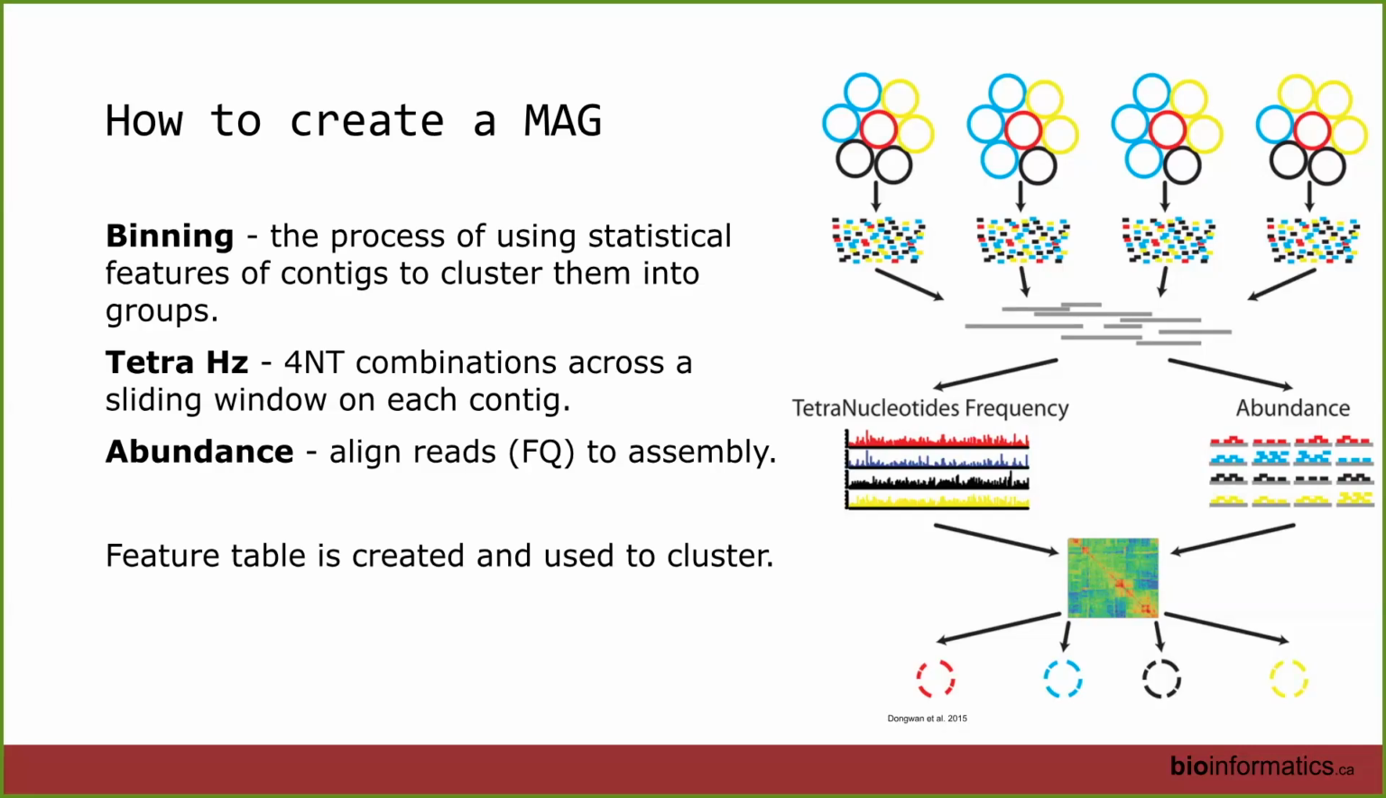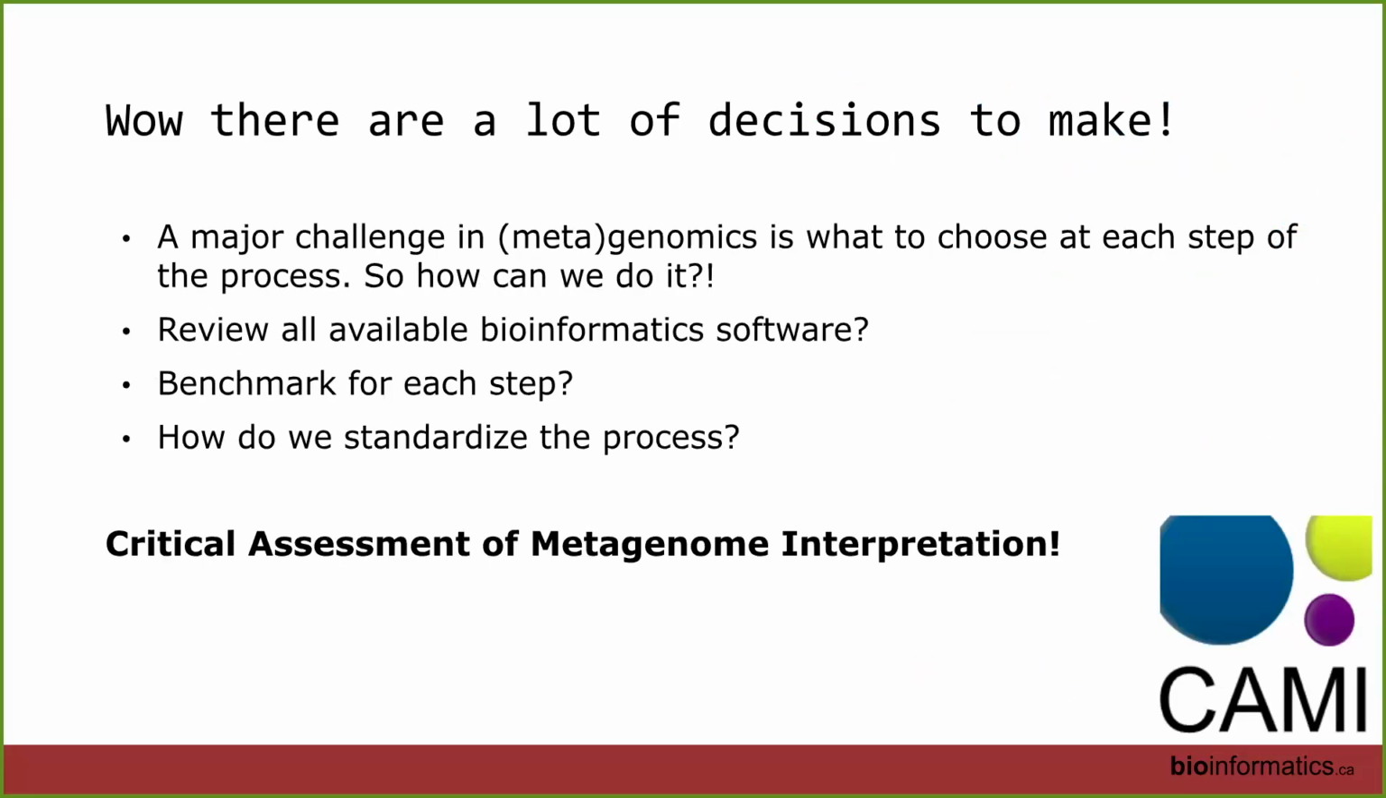So think of it as a clustering algorithm where the input is the tetranucleotide frequency, similar to an ASV relative abundance table, but for the k-mers, and then the abundance of each of those contigs within the different samples. And you'll see that today with what you're analyzing.